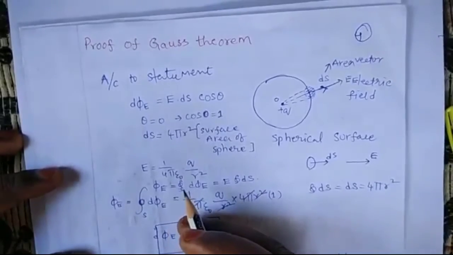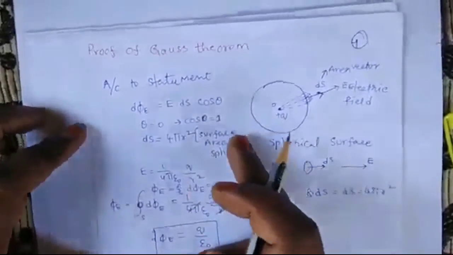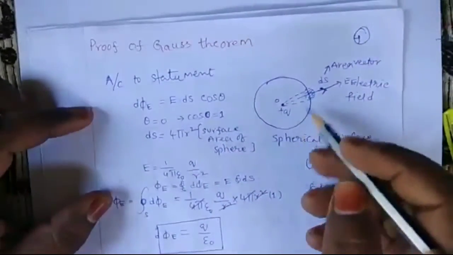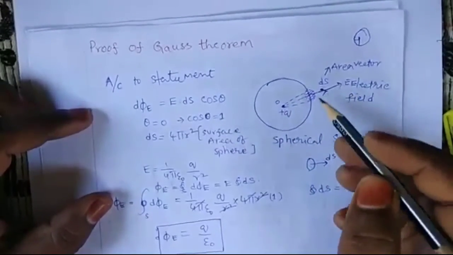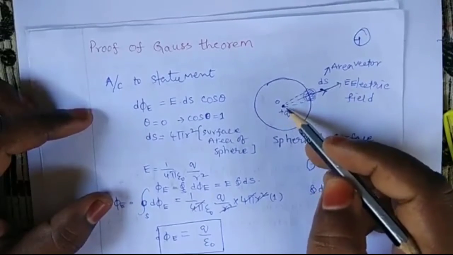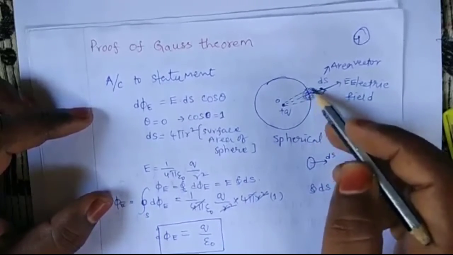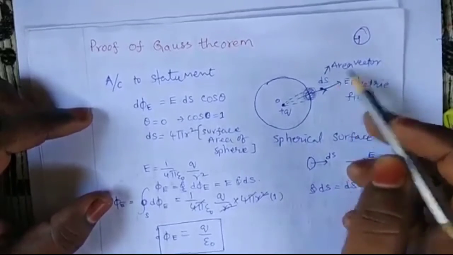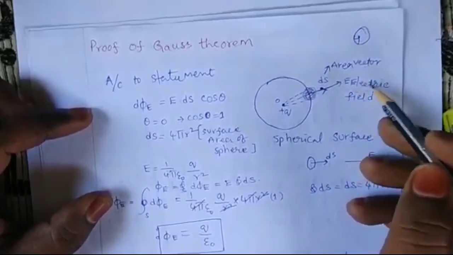Next, coming to the proof of Gauss theorem. How can we get that integral E·ds is equal to Q by epsilon naught? For this purpose, we consider a spherical body of radius R. Consider a small unit area, and inside we take a charge. The electric field intensity is outward, and the area vector acts along the direction of the electric field. Both are in the same direction, so the angle between them is 0.